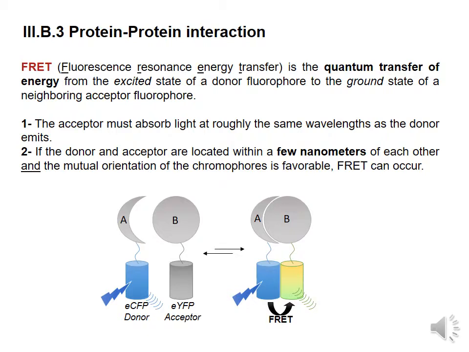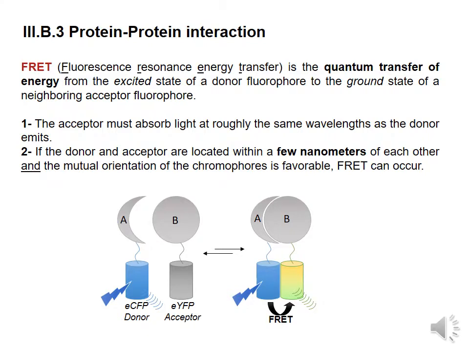Another application of fluorescent chimeric proteins is the study of protein-protein interactions, and this can be accomplished by the use of FRET. FRET stands for Fluorescence Resonance Energy Transfer, and it consists in the quantum transfer of energy from an excited state of a donor fluorophore to the ground state of a neighboring acceptor fluorophore.